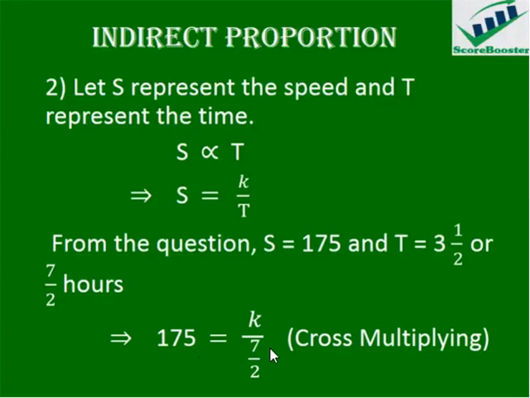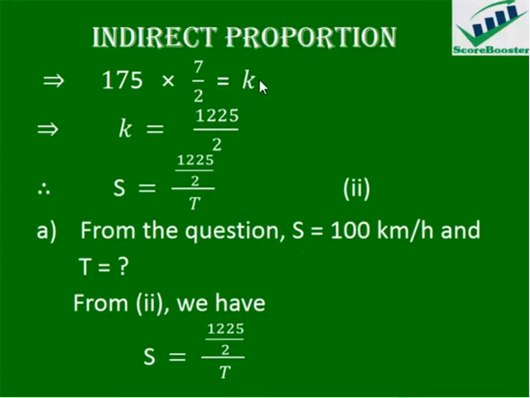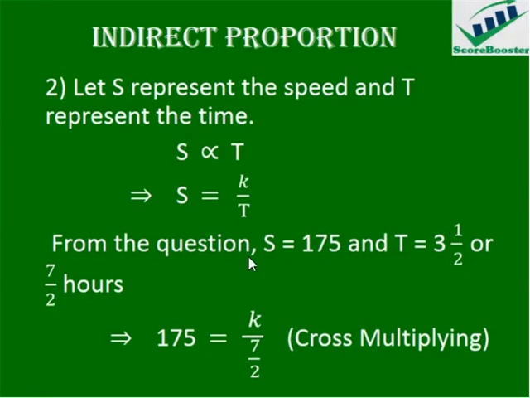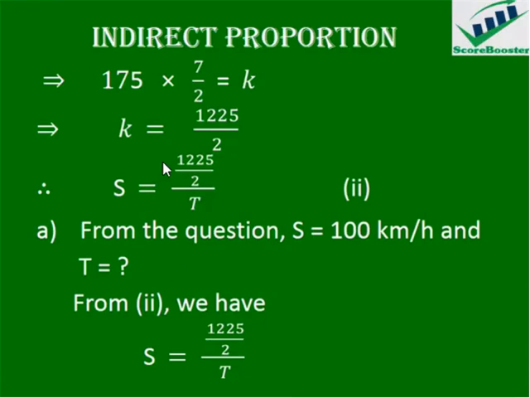We cross multiply. The denominator here will multiply the numerator here, and the denominator here will multiply the numerator here. So that's 175 multiplied by 7 over 2 equals k multiplied by 1, which is k. So k will be equal to 175 multiplied by 7 over 2, which will give 1225 over 2. That's the value for k. So you substitute the value for k back into the relationship here. So that's going to be what? S equals 1225 over 2, everything over t. And that's the relationship between the speed and time of this particular question.